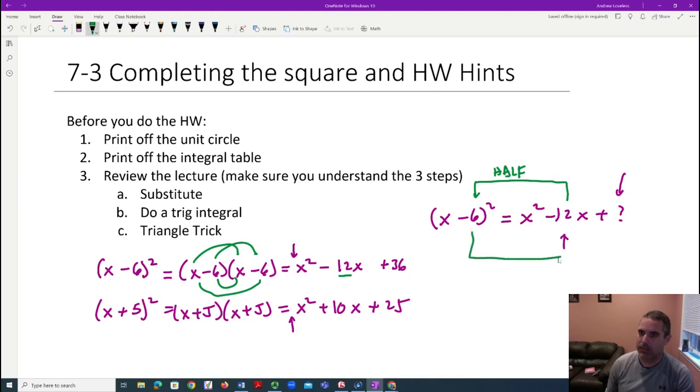And then the question is, how do you get to this number? You square. So the method is half the middle squared, and you add that on. What do I mean by that?